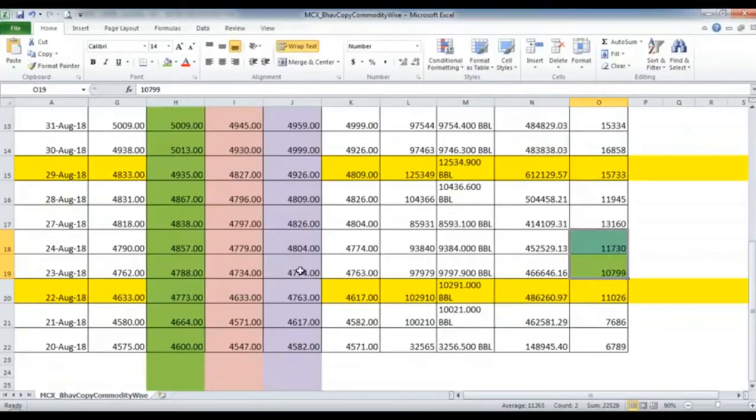Over here, yes. On this day, the close price is 4804, right? And the previous day high is 4788. Is the open interest increase breaking the high and closing? Yes. Okay. This is a bullish indication.